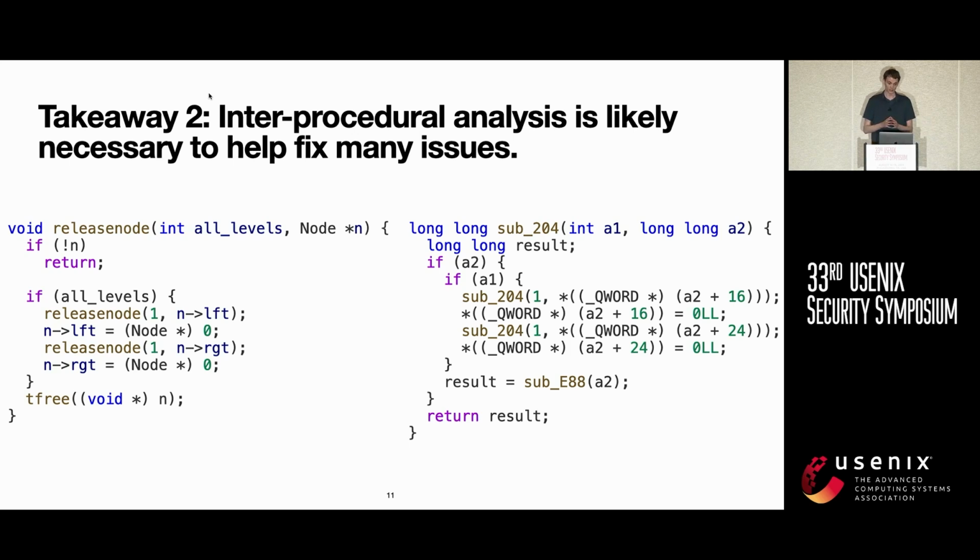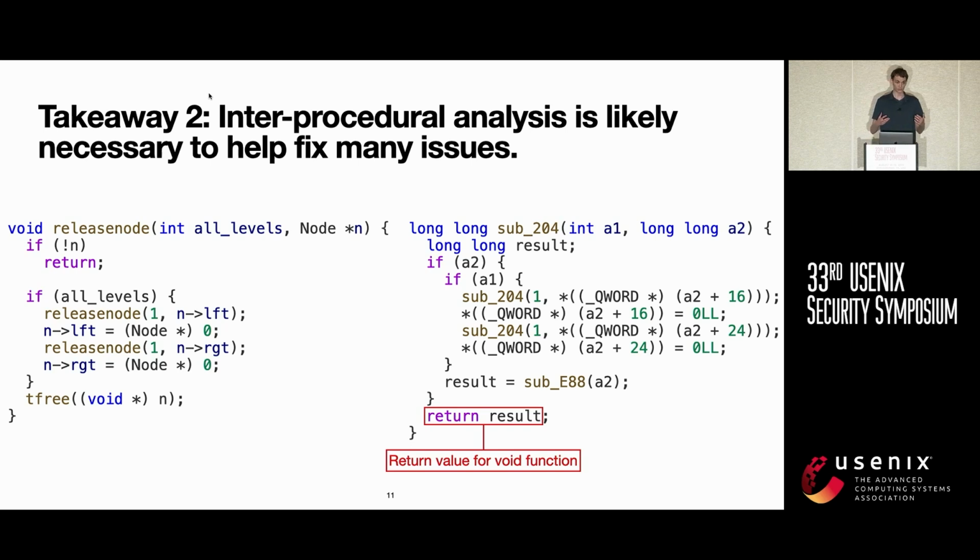The second takeaway is that interprocedural analysis is likely necessary to help fix many different issues. So consider this return statement. When a compiler is compiling a function, especially if it's a void function, a compiler is free to use the return register just like another general purpose register. And of course, whether or not the function was originally void was discarded.